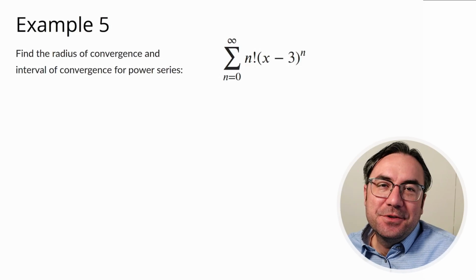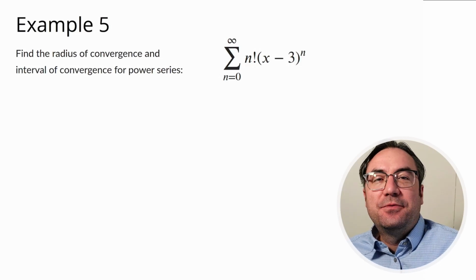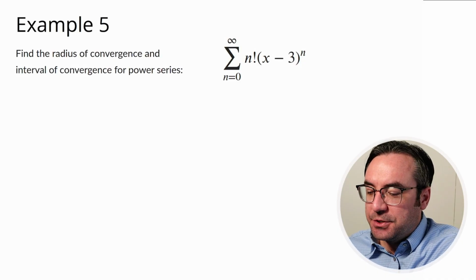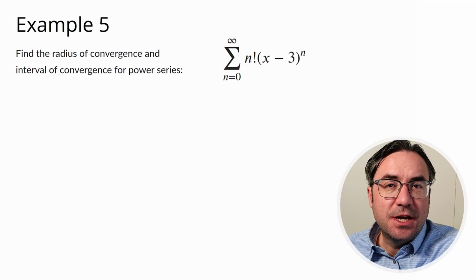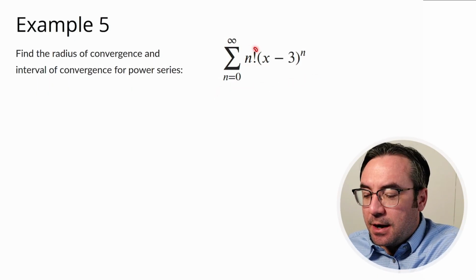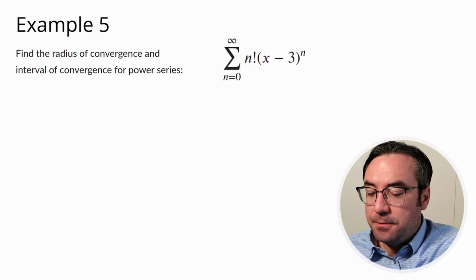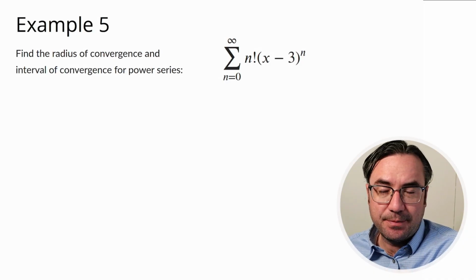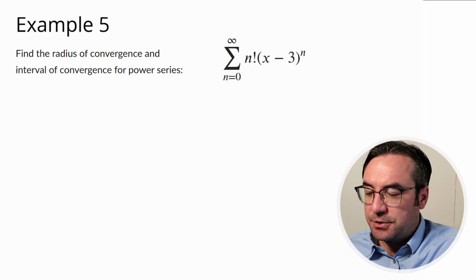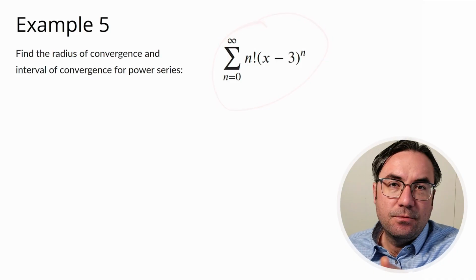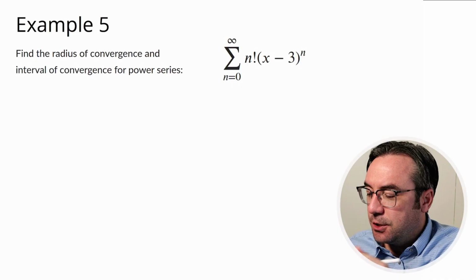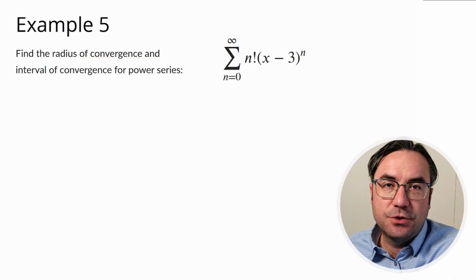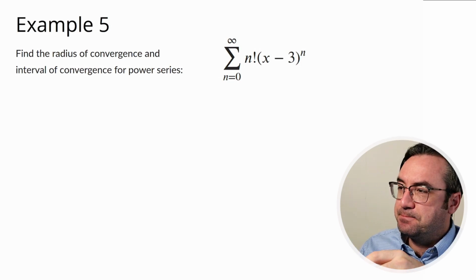Welcome everyone. For today's prep, I want to look at another example for figuring out the domain of a power series. So we have the power series in this example. It's the sum from n equals 0 to infinity. Our coefficient term is n factorial, and then our power of x term is x minus 3 raised to the power n. So we've got this power series, and essentially we want to find the domain. So we're going to figure out the radius of convergence and the interval of convergence for this power series.